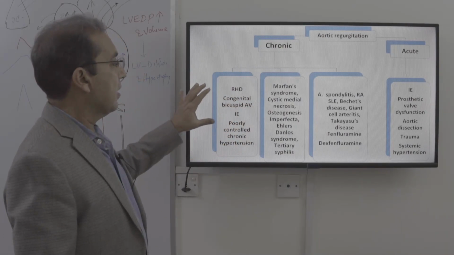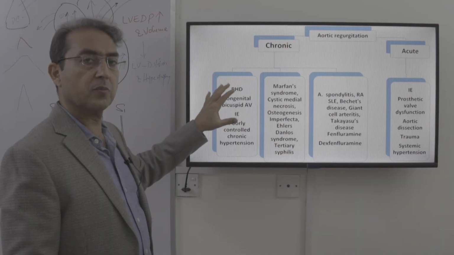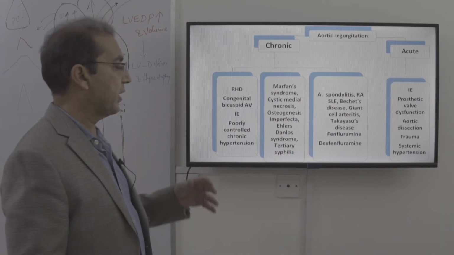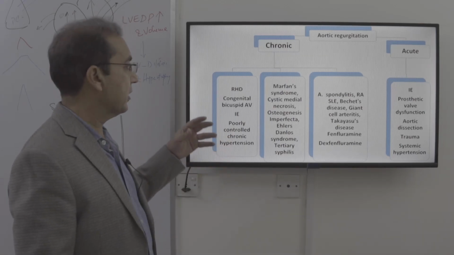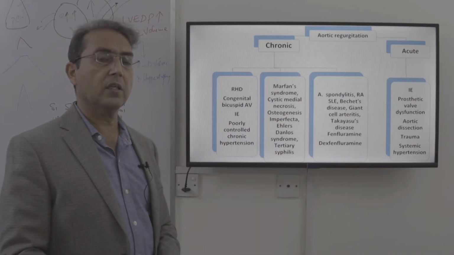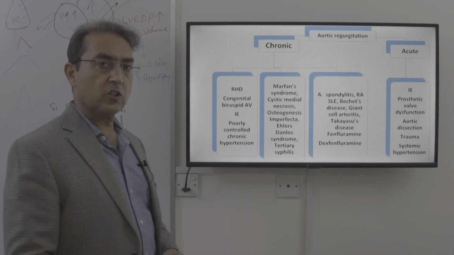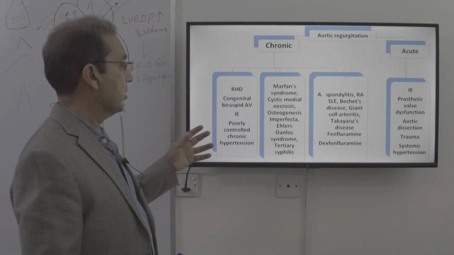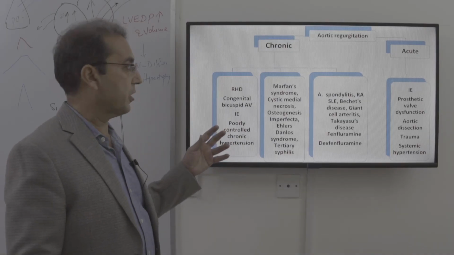For example, the most important, most common category is the patient suffering from aortic regurgitation as a consequence of rheumatic carditis, that is rheumatic heart disease. So the patient may have associated aortic stenosis as well. There may be mitral valve involvement. The patient has aortic regurgitation as well. And then there may be aortic regurgitation in the congenital bicuspid aortic valve. Similarly, infective endocarditis, which is of low-grade intensity, can result in chronic aortic regurgitation. Then poorly controlled chronic hypertension can result in chronic aortic regurgitation.